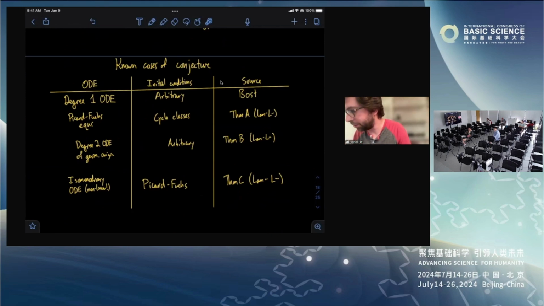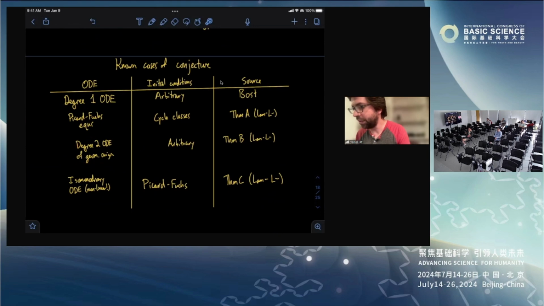Okay, so what's known? You can deduce the case of the conjecture for degree 1 linear ODE with arbitrary initial conditions from Bost's work on foliations. So this is not too difficult. For Picard-Fuchs equations, we know it if the initial conditions are cycle classes. So that was theorem A.